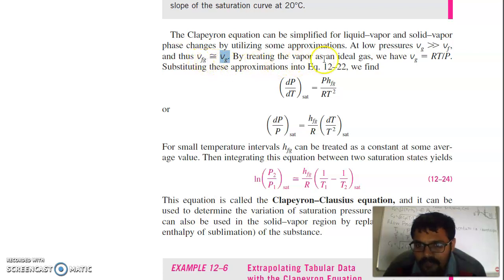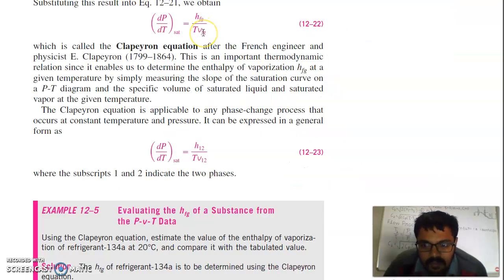By treating the vapor as an ideal gas, we have vg equal to RT by P. So the vapor can also be treated as an ideal gas, with the PV equals RT relation. Substituting this approximation into the equation, vfg can be replaced by vg, and you can replace this vg further in terms of pressure, temperature and R.